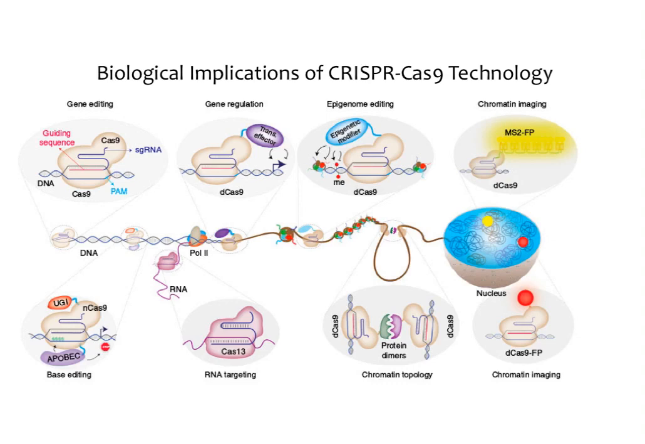Okay, so let's talk now about some of the implications of CRISPR-Cas9. So this is a nice schematic that I got, and you can see that when you think about biological implications, this means that we can easily edit genes, we could change the regulation, we could do what's called epigenome editing. We can do different types of imaging, as you can see here. We can target RNAs better. So it opens up a host of different opportunities because it's so efficient and so easy to do compared to previous ways of gene editing.